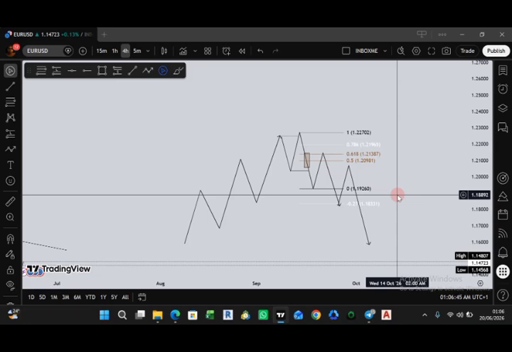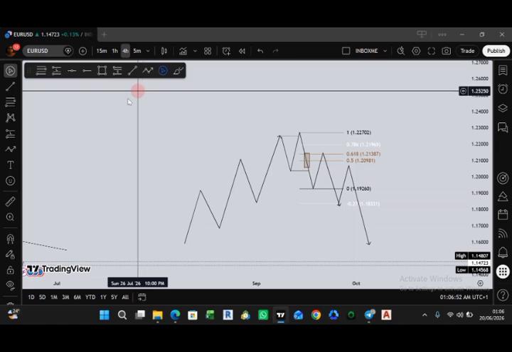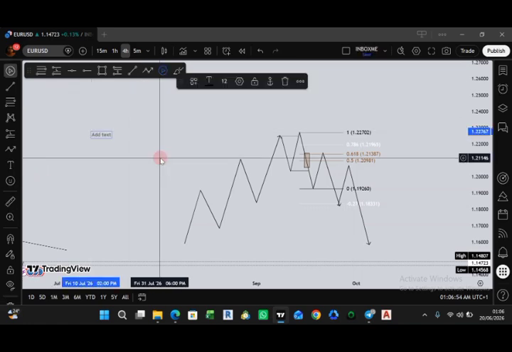So if you think that a break of structure has happened, the first question you want to ask yourself is, let me put it down. So, rules for a valid break of structure, right? The first thing you want to ask yourself is: was it a displacement candle?